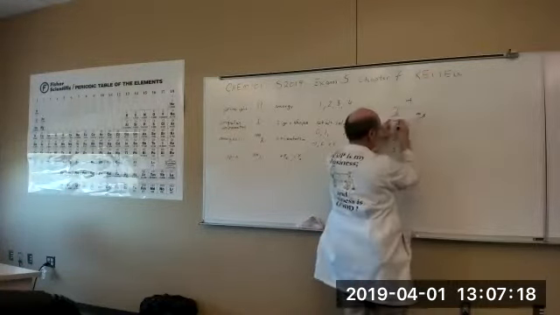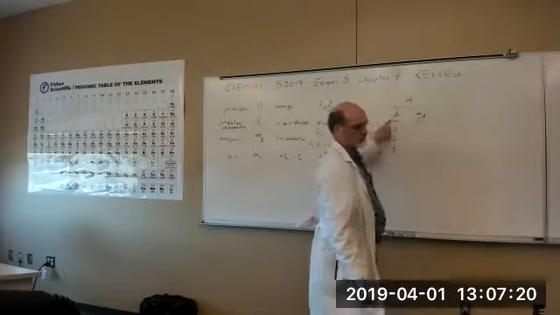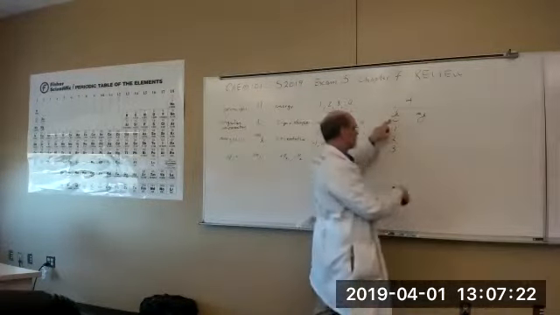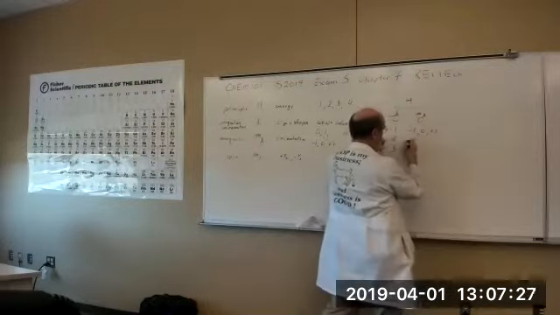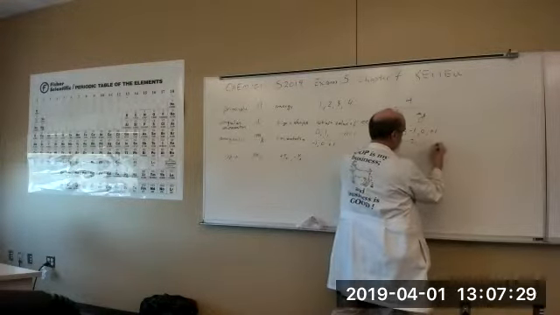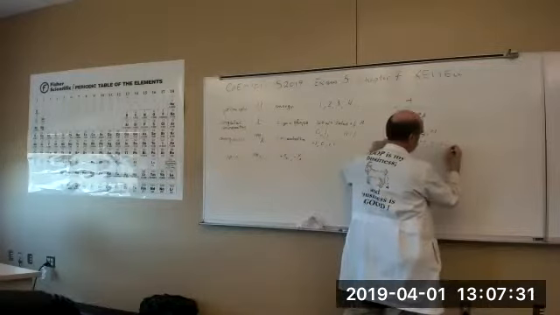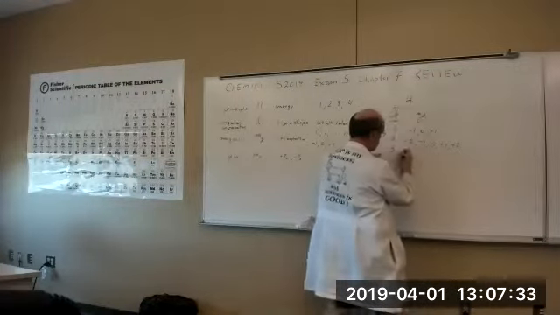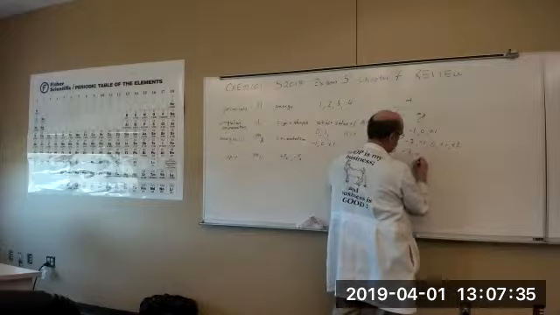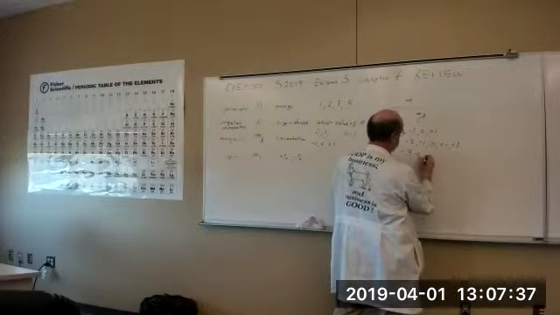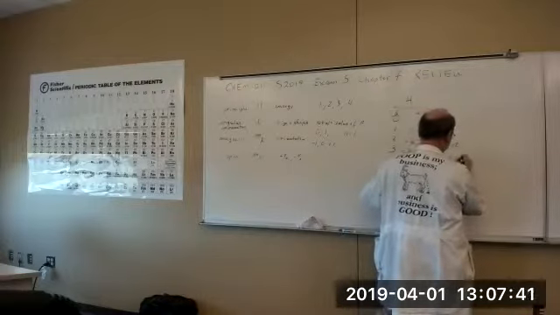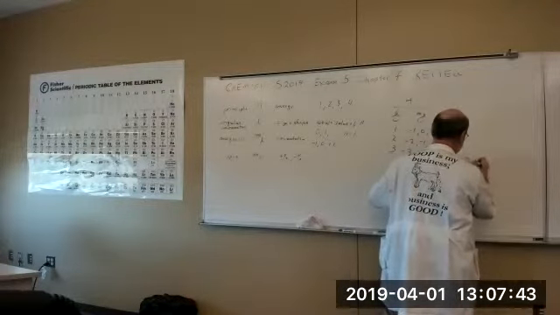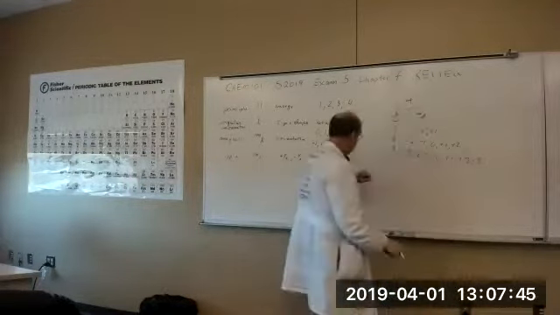So that one can only be 0, because minus 0 is as far as you can go. This one can be minus 1, 0, plus 1. This one can be minus 2, minus 1, 0, plus 1, plus 2. This one can be minus 3, minus 2, minus 1, 0, plus 1, plus 2, and plus 3.